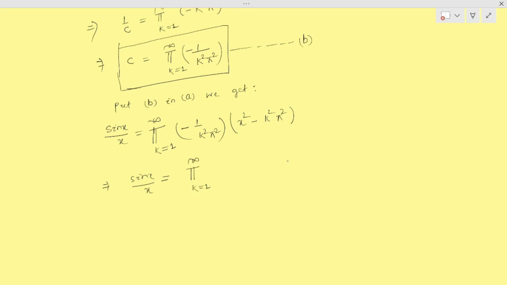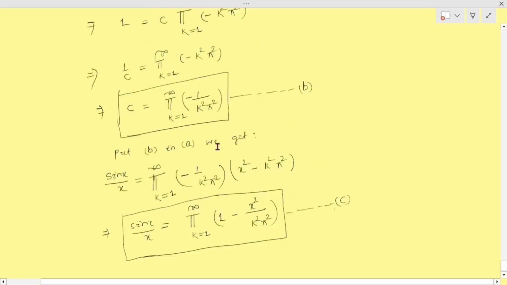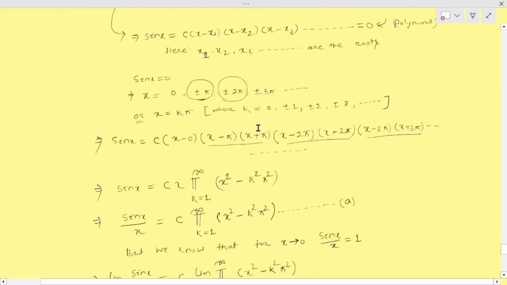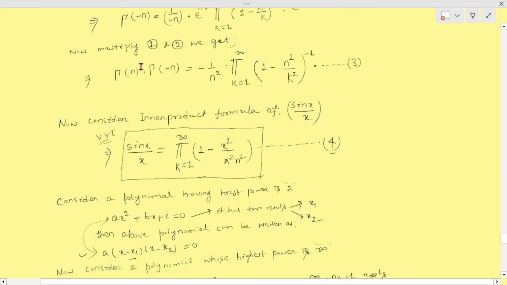If I multiply this one with this term and this term, we will find this will be 1 plus, that 1, and this term will be minus x square by k square pi square, right? Let this be your equation number c. Now here you can see, I consider k equal to 1 to infinite, so this will be k square. Mistakenly I wrote this one. This will be k square pi square k square.